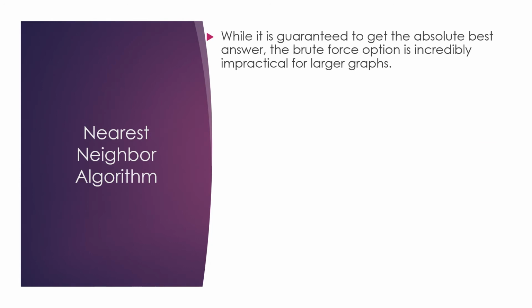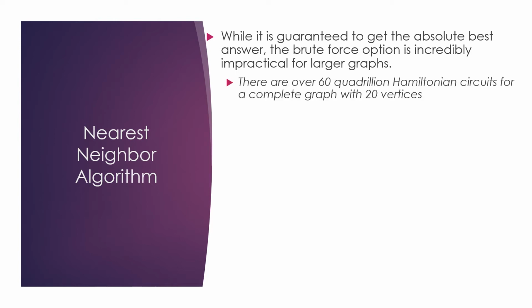Now, this strategy, the brute force method, is guaranteed to get the absolute best answer. But it's also really terrible for anything that's remotely large. Let's say you had 20 vertices: there are 60 quadrillion Hamiltonian circuits. And I can't check all those, even with a supercomputer. And the bigger problem is, if you're Amazon or the Postal Service, you have more than 20, you have several hundred. And this is not feasible.